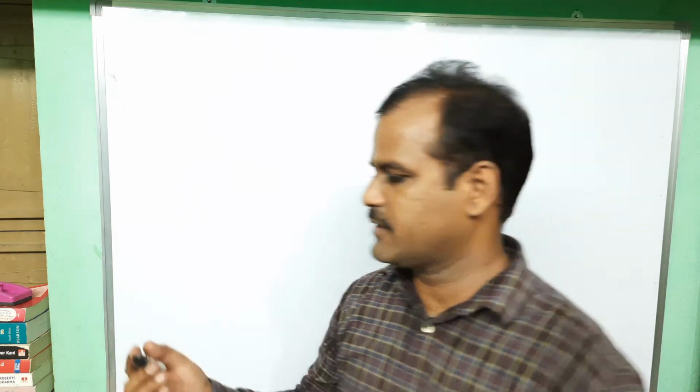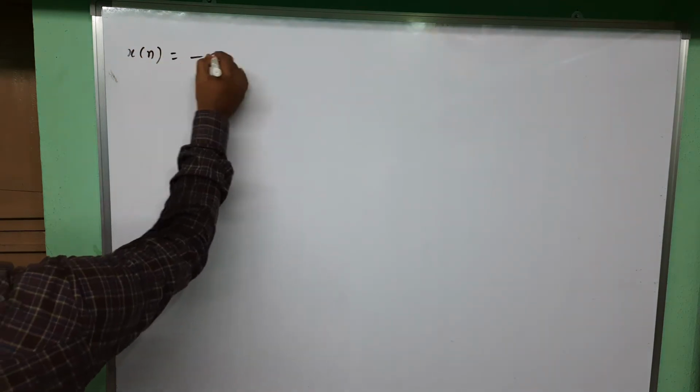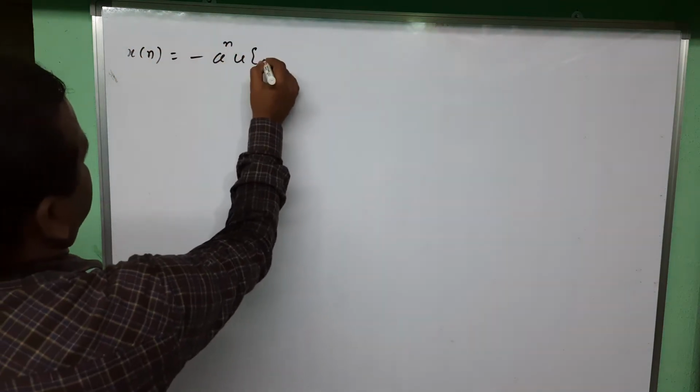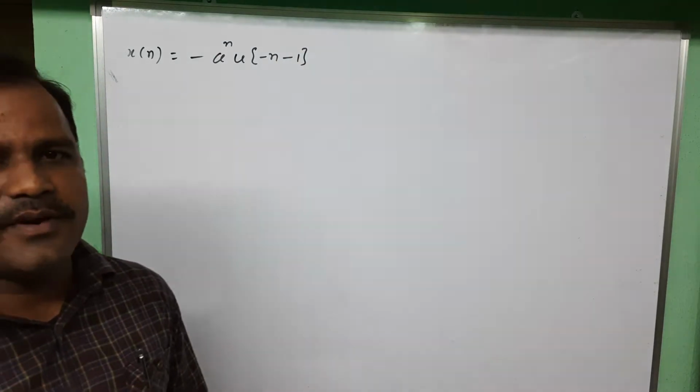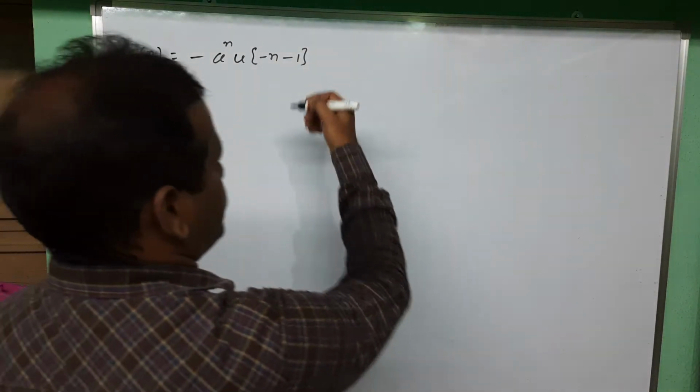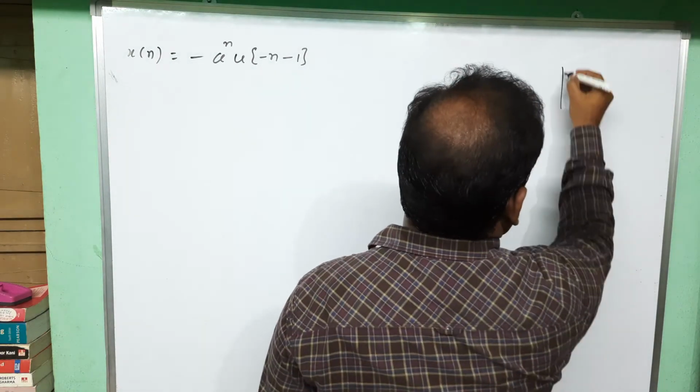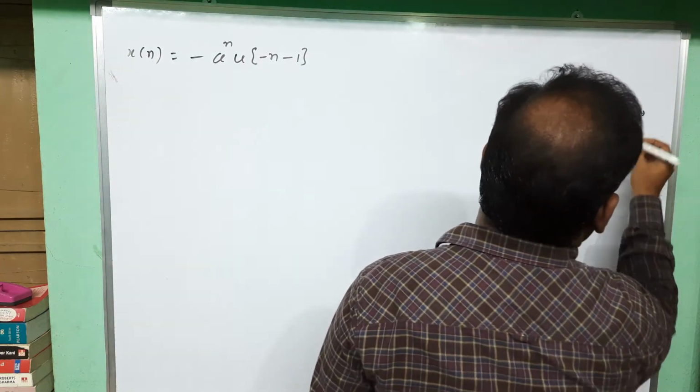So first, before this video, I suggest you watch the video on the z transform of a to the power of n u of n. Now we are going to see the z transform of minus a to the power of n u of minus n minus 1. The signal given here is x of n equals minus a to the power of n u of minus n minus 1.